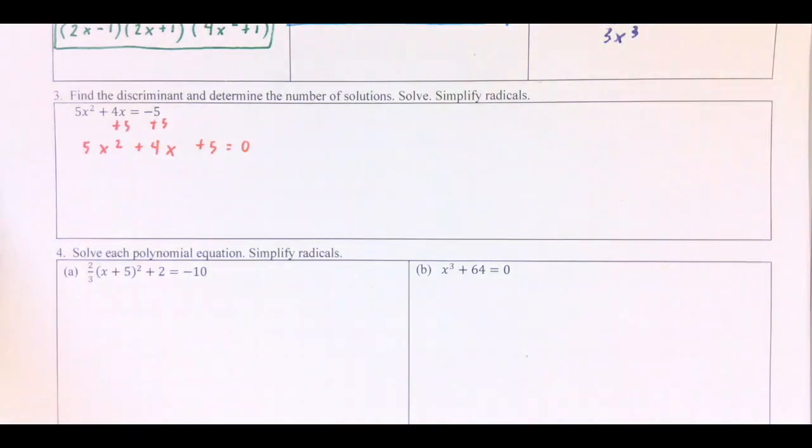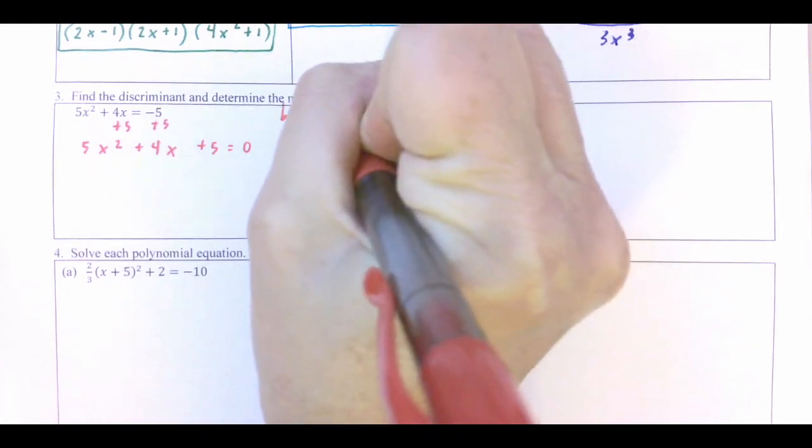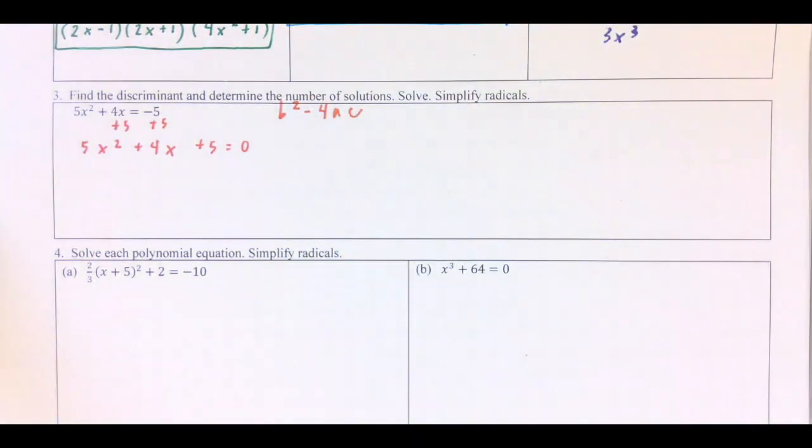All right, looks good. So now to find the discriminant, it's the part that's under that square root in the quadratic formula. So I'm looking at b squared minus 4ac, and I'm paying attention to what the sign is. If it's positive, I'll have 2 real solutions. If it's 0, I have 1 real solution. And if it's negative, I'll have 0 real solutions because I'll have 2 imaginary solutions.